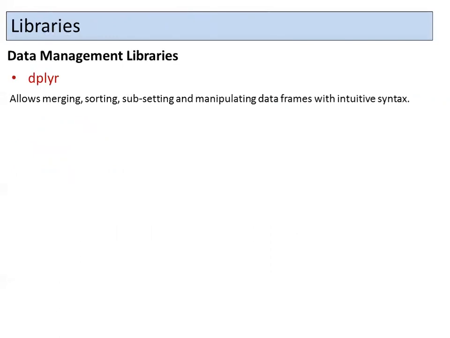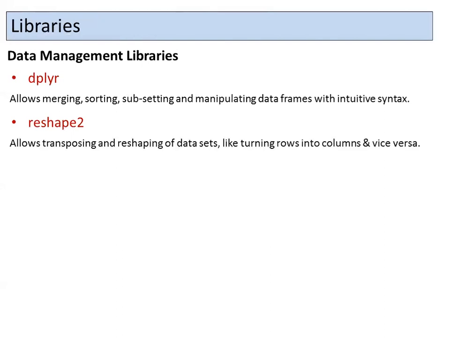All right. Now R has libraries. There is an option for libraries, which are used for managing data sets. There are certain data management libraries such as the dplyr library. The dplyr library helps you with operations such as merging, sorting, subsetting, manipulating data frames, and has intuitive syntax. We'll be discussing the dplyr package in more detail. There is also another library, reshape2, which allows for transforming and reshaping the data set, like turning rows into columns and vice versa.